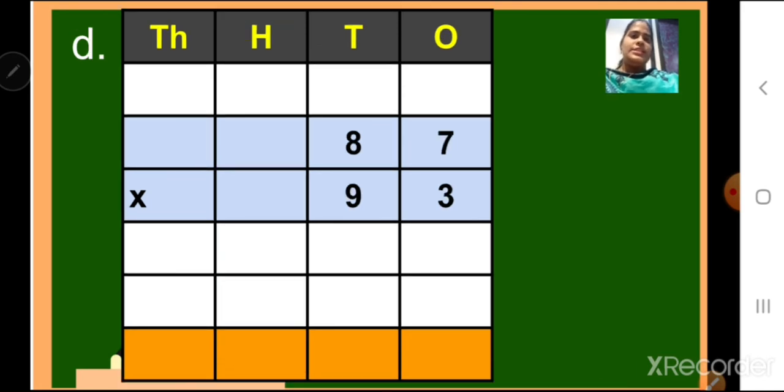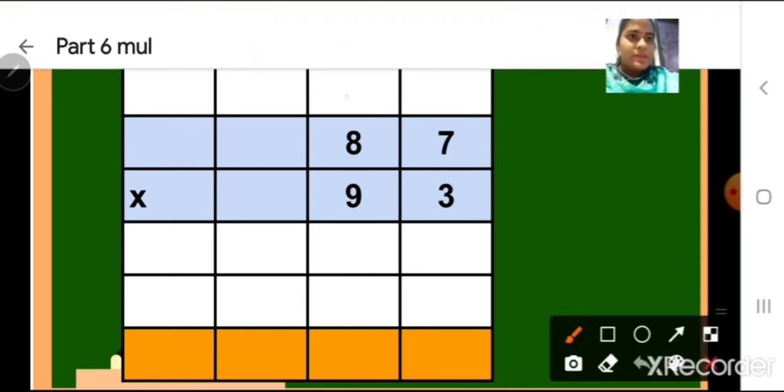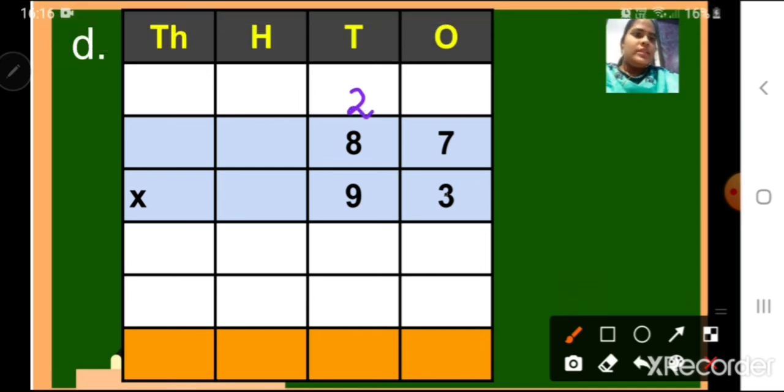The next question is D1. 87 multiplied by 93. Okay, now let us multiply. First take the number here, number 3. Okay, 3 we will multiply with number 7. 3 sevens are 21. So 2 will be carry over at tens place. Okay, 3 sevens are 21. So 2 carry over, 1 we will write here down. Got it? Then 3 we have to multiply with number 8. Okay, what is 3 eights are?